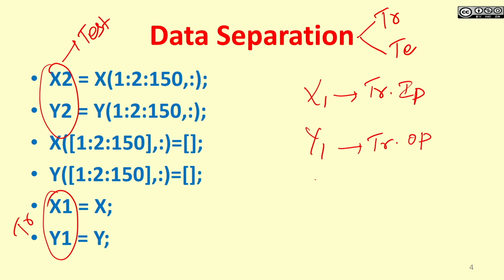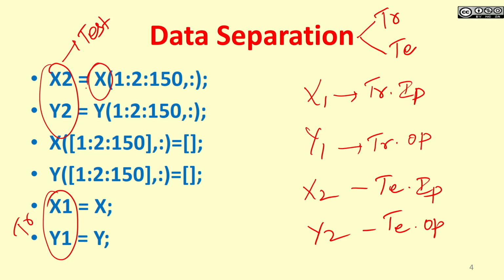Likewise, x2 is meant for testing input, y2 is meant for testing output. So, this is the naming convention that is followed here. From the input variable matrix X, which has 150 rows, for each 2 I have taken a data point in order to have an equal partition of the data, both for the input case as well as for the output case.